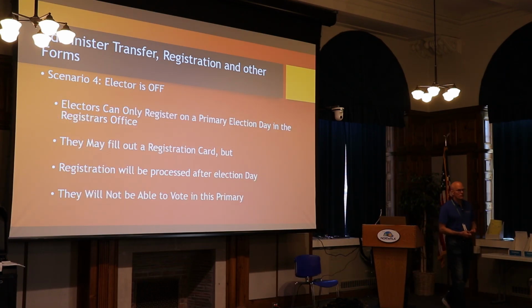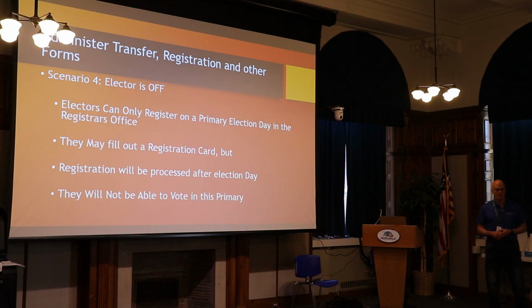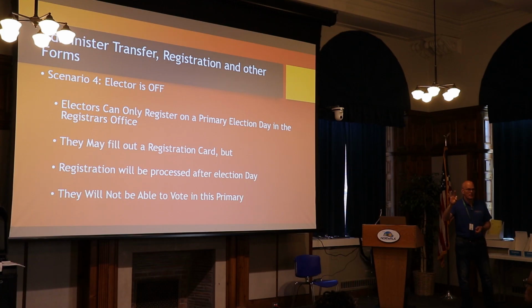Okay, scenario 4, the elector is off. They're in an off status. So there are 3 statuses inside the CVRS for electors. There's active, which means you can cast a ballot. There's inactive, which means something has occurred that the registrar or the state wants to make sure we come talk to you about, or maybe you've moved out of town, you haven't voted in a while, you got caught up in a canvass. Something has happened and we need to get a new registration card. That's inactive. Once someone has been inactive for a number of years, they automatically get turned off.